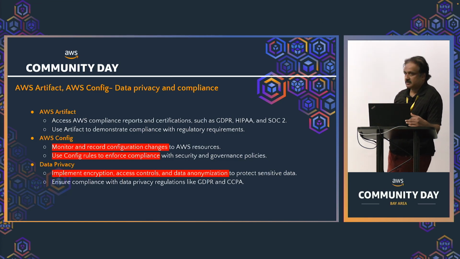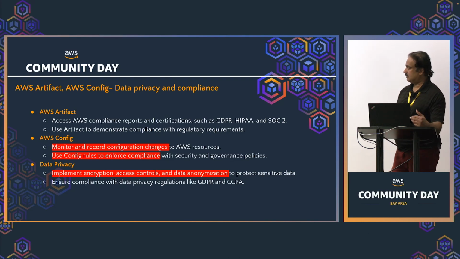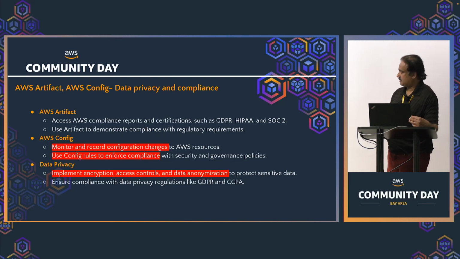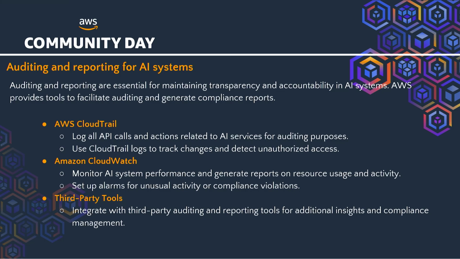You can use the AWS Config service to monitor and record config changes to all of the AWS services which we saw. Again, using Config rules to enforce compliance. And from a data point of view, we looked at implementing encryption, access controls, and data anonymization. Auditing and reporting, we looked at this for AI systems: AWS CloudTrail, CloudWatch, and you can integrate with other third-party tools for additional insight and compliance management.